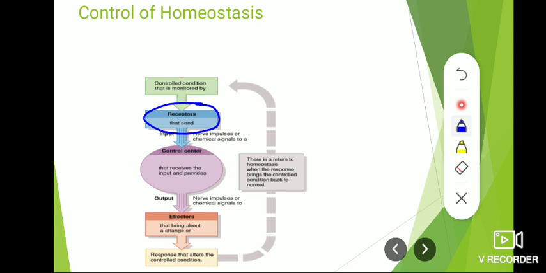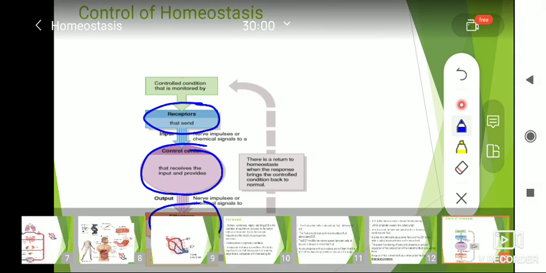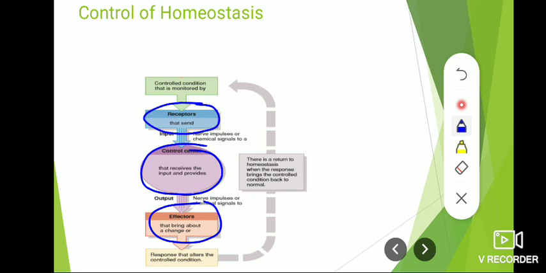So the receptors are there. They will send a signal to the control system. Based on that, it will give the output. The output will respond back and bring it back to the normal. So like this, there is a cyclical phenomenon that is called a feedback loop. Let's see what are the different types of feedback loops which work to maintain homeostasis.